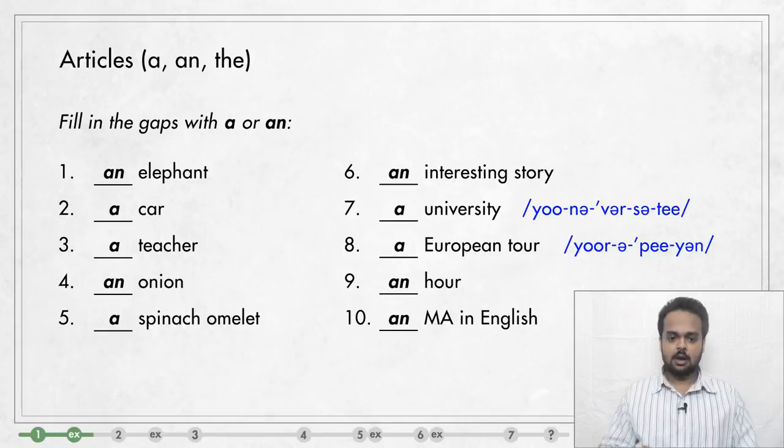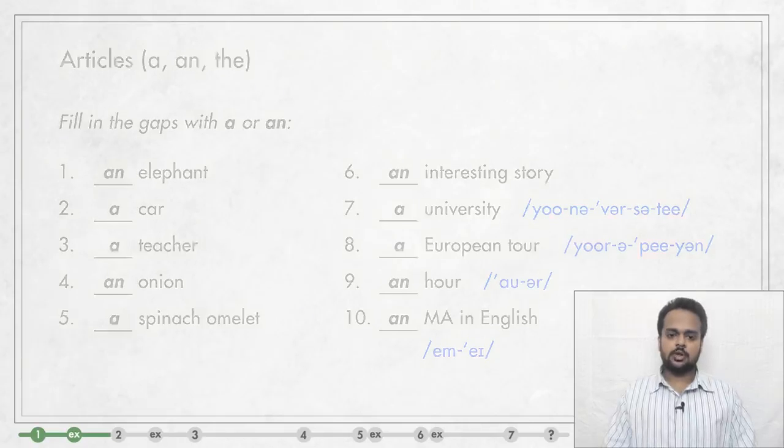Number 8 is similar. The word European starts with a y sound, so a European tour. In number 9, the spelling has an H at the start, but that H is silent. We don't say hour with an h, we say our. The first sound is an ow sound, which is a vowel sound, so this is an hour. In the same way, in number 10, we say MA. M starts with an E sound, which is again a vowel sound, so an MA in English.